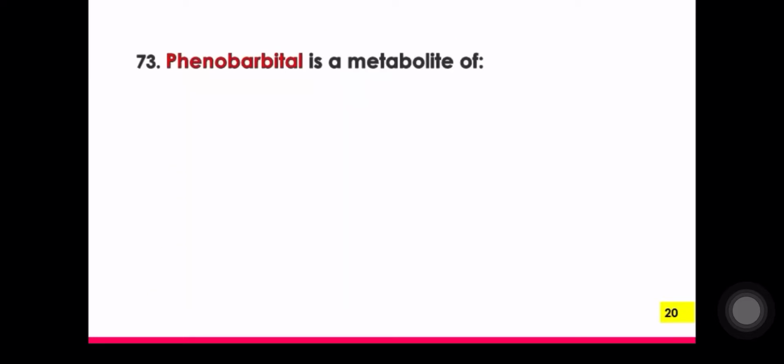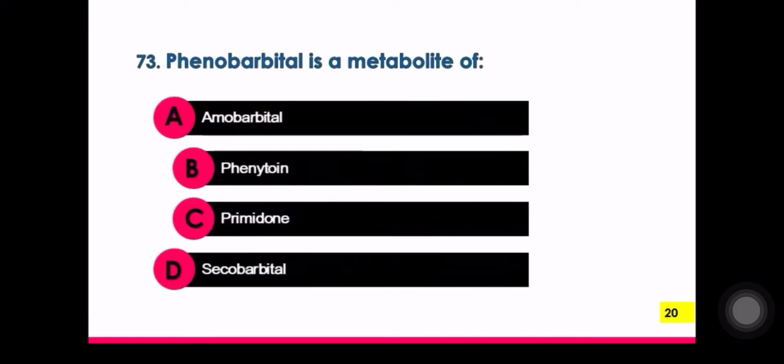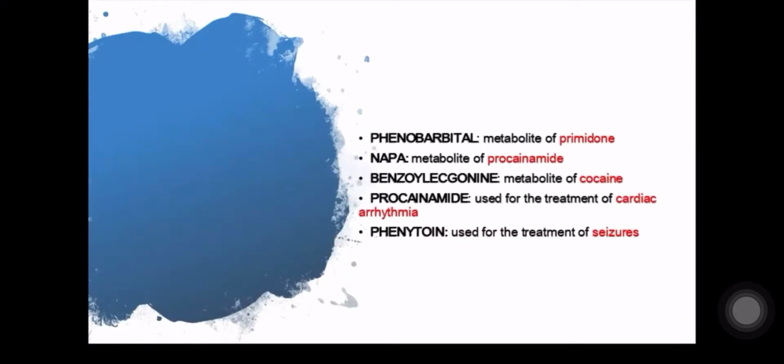Okay, next, phenobarbital is a metabolite of blank. Choices, letter A, amobarbital, letter B, phenytoin, letter C, primidone, or D, secobarbital. Again, phenobarbital is a metabolite of, okay, letter C, primidone po. Primidone po is an inactive form of phenobarbital po. Primidone is used to treat generalized tonic-clonic, simple partial and complex partial seizures. So yan po. Phenobarbital po, yung metabolite niya po.